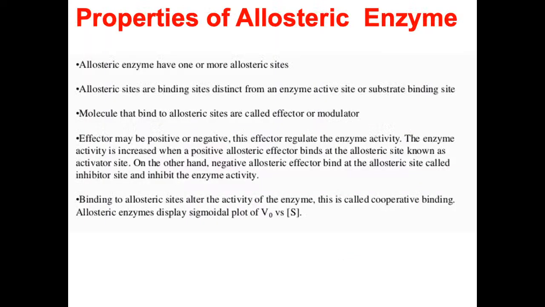Some properties they have: allosteric enzymes have one or more allosteric sites, which are binding sites distinct from the enzyme activity site or substrate binding site. The molecule that binds to allosteric sites is called an effector or modulator. An effector may be positive or negative, and this effector regulates the enzyme activity. The enzyme activity is increased when the positive allosteric factor binds at the allosteric site, known as the activator site. And the binding to allosteric sites alters the activity of the enzyme, and this is called cooperative binding, which allosteric enzymes display. So the model plot is V0 versus S.